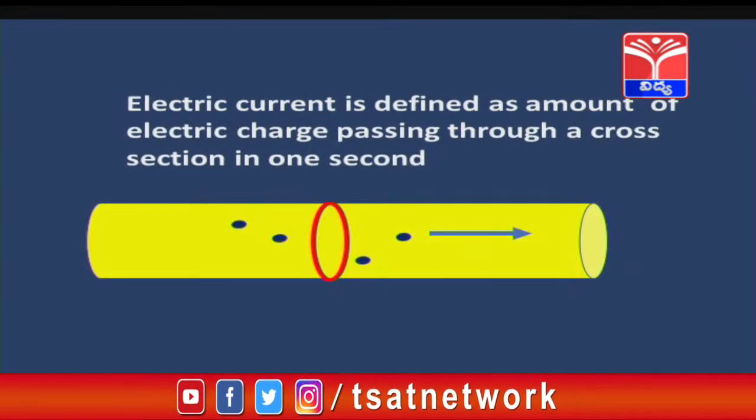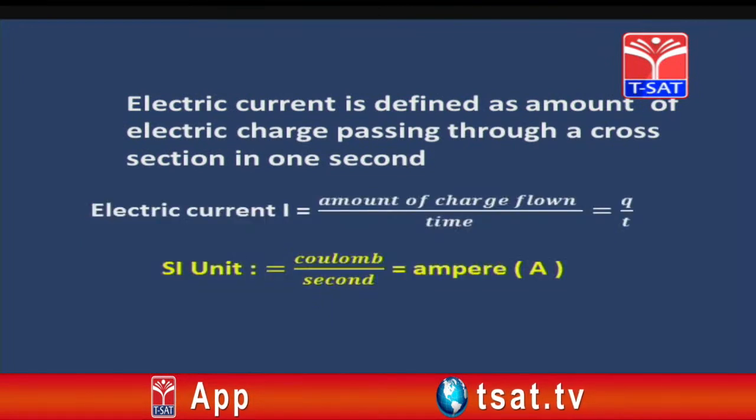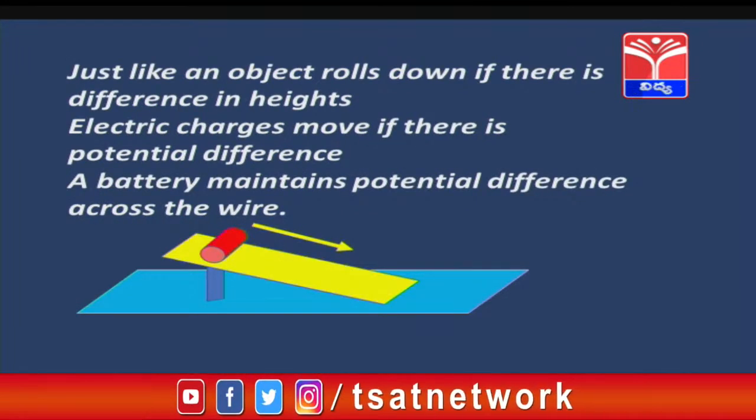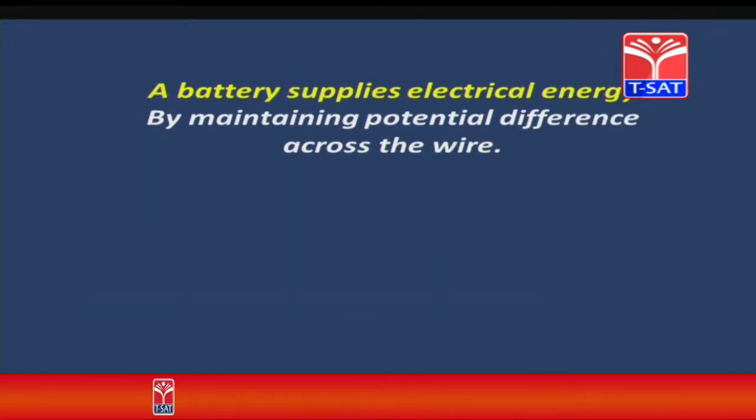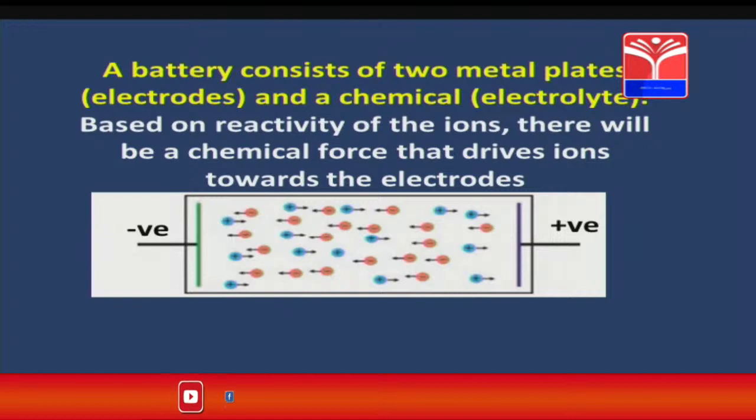Children, let us revise. Electric current is defined as the amount of electric charge passing through a cross section in 1 second. In case of metal wires, the charges are free electrons. Formula for electric current is Q by T and SI unit is ampere. Just like an object rolls down if there is difference in heights, electric charges move only if there is potential difference. A battery supplies electrical energy by maintaining constant potential difference across the wire. With the help of an electrolyte, a battery can maintain a constant potential difference.